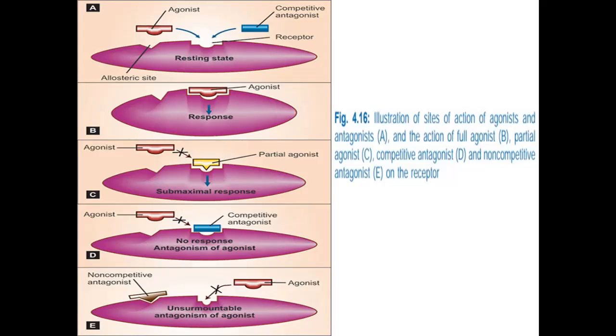Whereas in competitive antagonism, instead of the agonist binding to the receptors, the competitive antagonist will come and bind to the receptor. Therefore, there will be no response and the antagonism of the agonist will happen. Whereas in non-competitive antagonism, the antagonist will bind to a different site of the receptor, whereas the agonist will bind to another site, and the effect will be an insurmountable antagonism of an agonist.